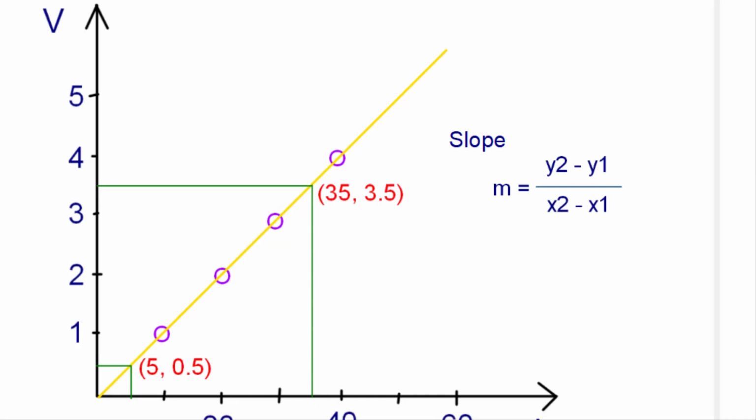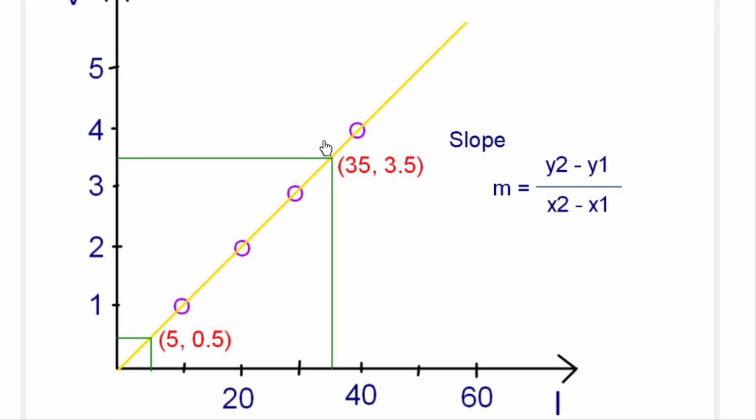Let us see. In order to find the slope of this particular line, we take randomly any 2 points on this line. As we see, we have taken 2 points here. One point is here and the other point is at this point.